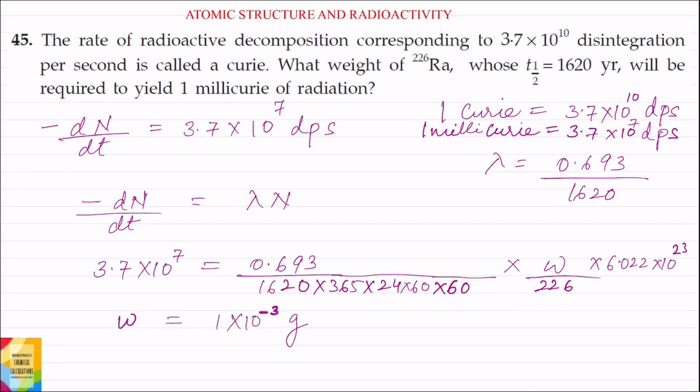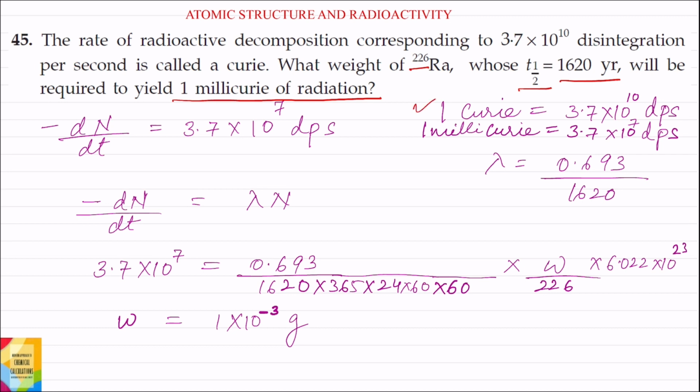Question 45. The rate of radioactive decomposition corresponding to 3.7 × 10^10 disintegrations per second is called a curie. What weight of radium-226, whose T half is equal to 1620 years, will be required to yield 1 millicurie of radiation?